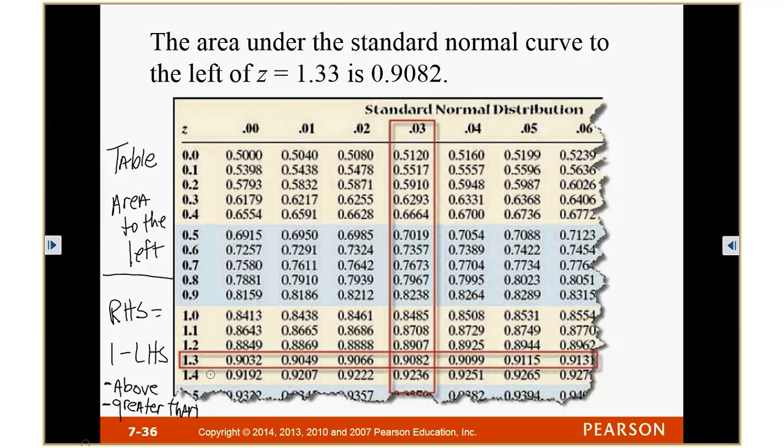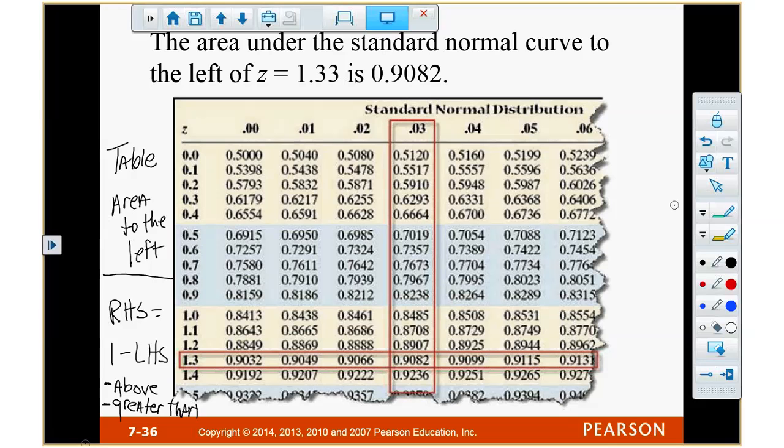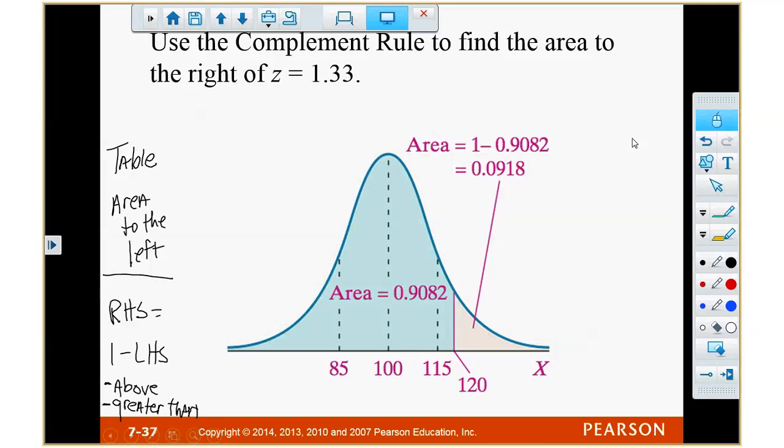Z table. Table 5. Look at table 5 and look under 1.3 and then go over to 0.3 and come down and it should be 9082. Now remember that right-hand side is equal to 1 minus left-hand side because you're going to forget it. And there's an example right there. What about the area to the right of 1.33? Well, this area over here would be 0.0918 because that's 1 minus 0.9082.